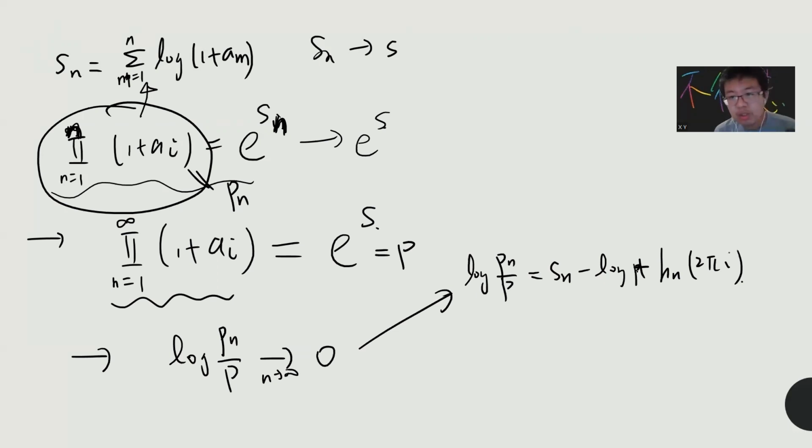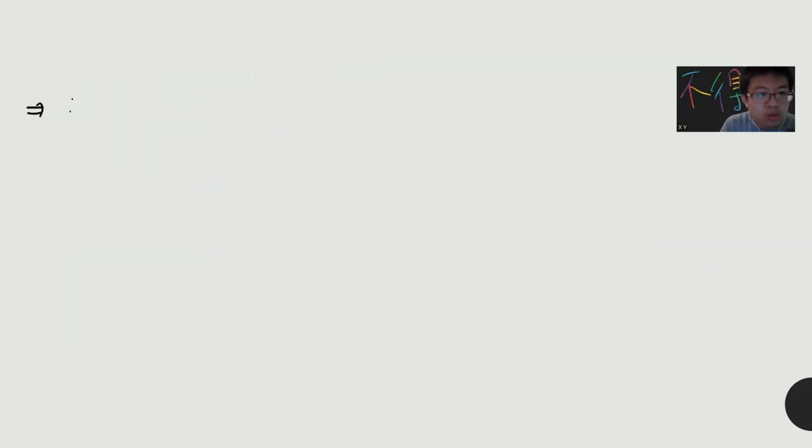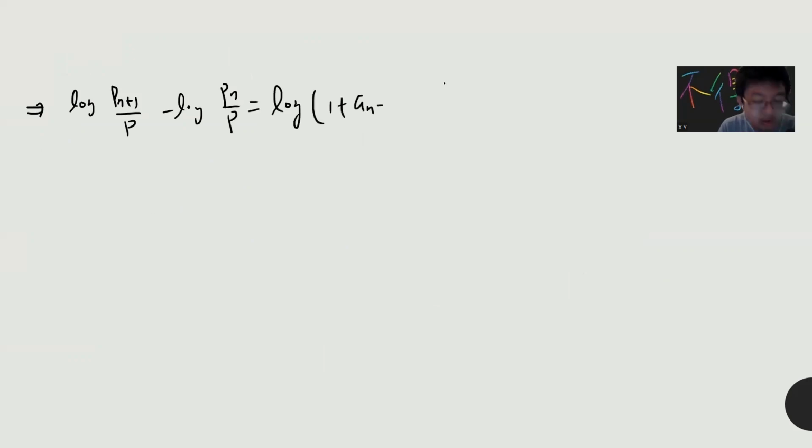This is just S_n minus log P plus h_n 2 pi i. So h_n is just a number, an integer. I just brute force rewrite log of P_n divided by P as S_n minus log P plus h_n 2 pi i. Then the difference, log of P_{n+1} divided by P minus log of P_n divided by P, will be log(1 + a_{n+1}) plus (h_{n+1} minus h_n) 2 pi i.